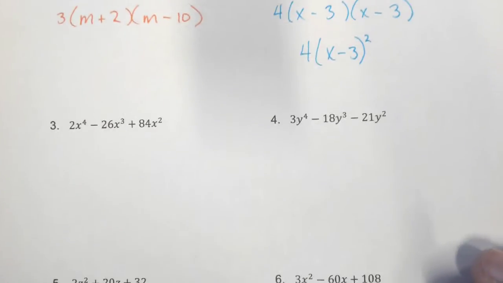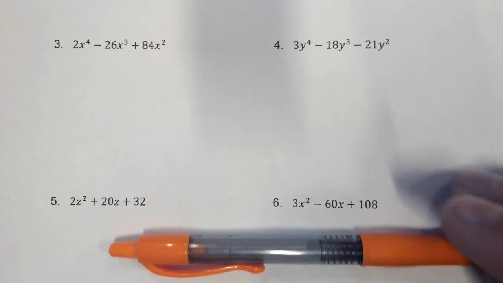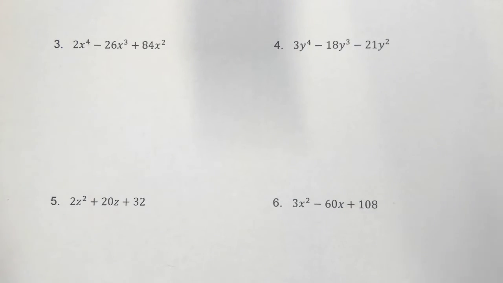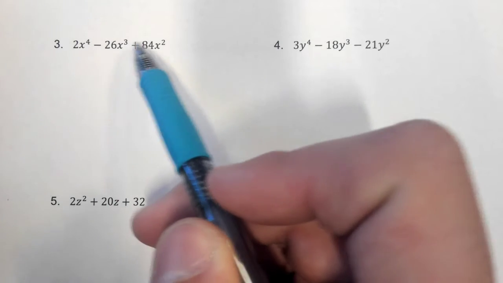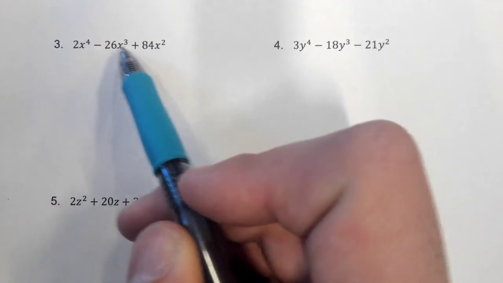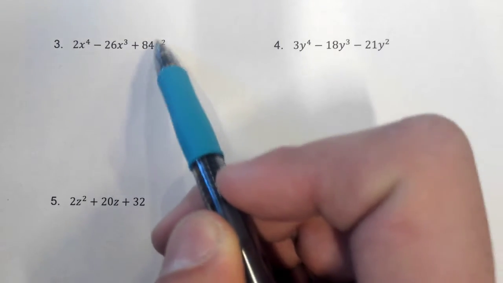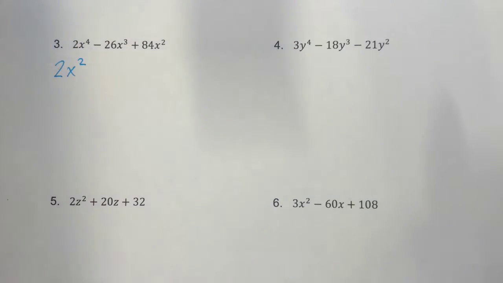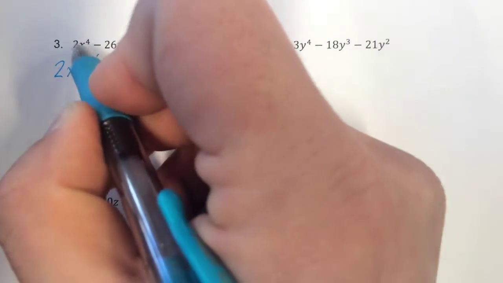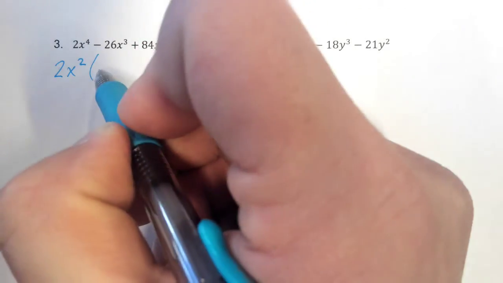All right, let's look at 3 and 4 next. So this time on 3, I noticed that they're all divisible by 2, and there is an x squared in common. Remember, for GCF, it's the smallest exponent you see, so this one, 2, is the smallest exponent. So they're all divisible by 2x squared. So if we were to divide each of these by 2x squared, that would be 2 divided by 2 is 1, x to the 4th, take 2 away.